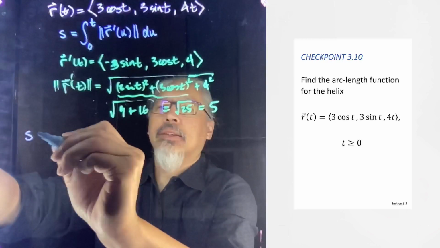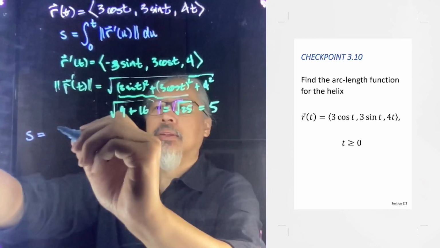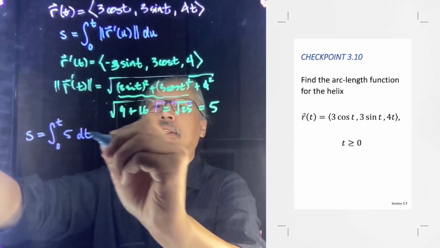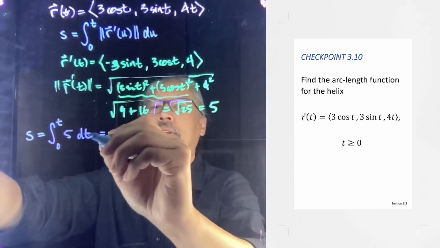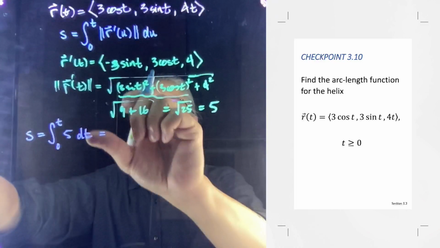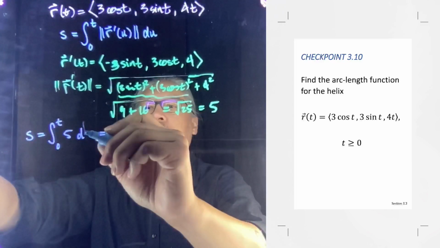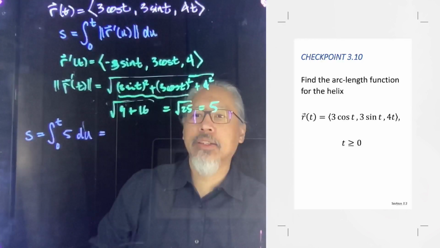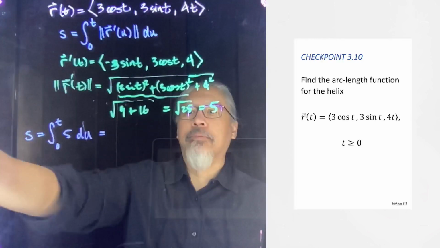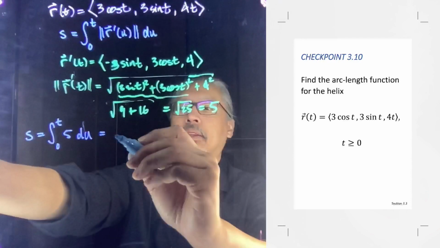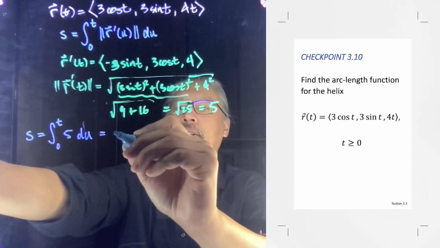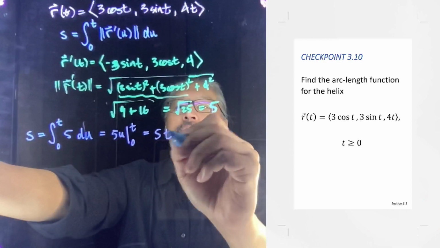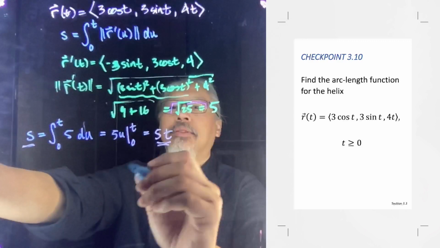And we'll have S is equal to the integral from 0 to t of 5 du. Oops, this is du, remember, we're using the dummy variable u. There are no variables. We have a constant, again, because it's a helix or a circle, then this makes a nice, easy thing to deal with. So this is going to be 5u. We'll evaluate that from 0 to t, so that's just going to be 5t. And S is equal to 5t.